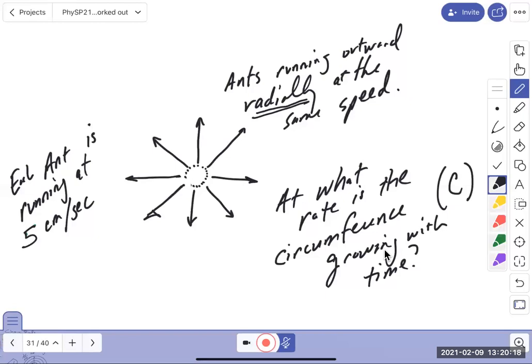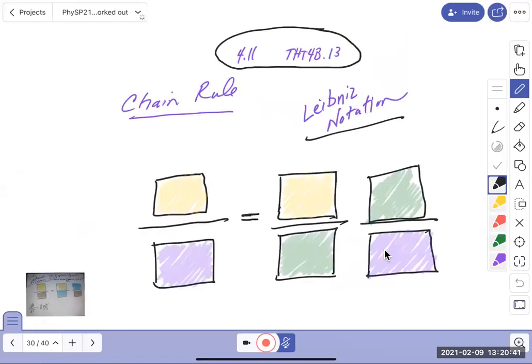So that's what I mean by nested functions. The ants are all part of the function of the circumference. They're a part of it, but I want to step back and look at the big picture. Let's see how the circumference is growing. Okay. So we're going to plug it into our equation back here, our little colored boxes. What I want to know is the change in circumference with respect to time.